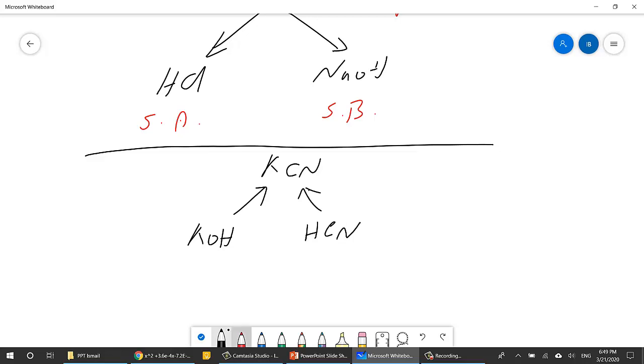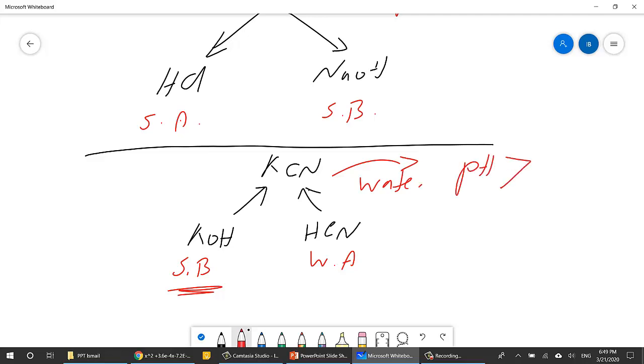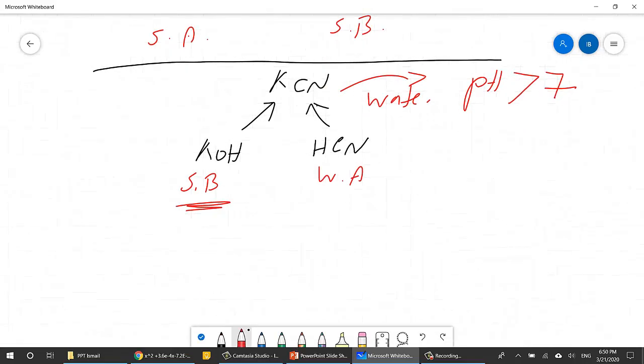Well, this is a strong base. HCN is a weak acid, so who's winning here? KOH is a strong base, HCN is a weak acid. So when they combine, they form a salt. But when you put this salt in water, you expect the pH to be higher than 7 because of this fact.